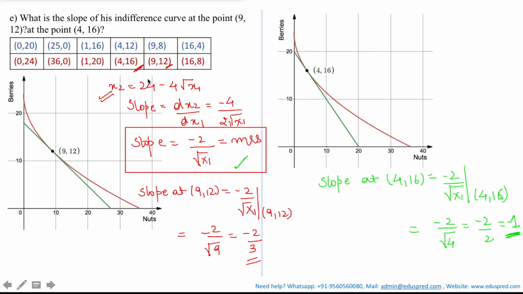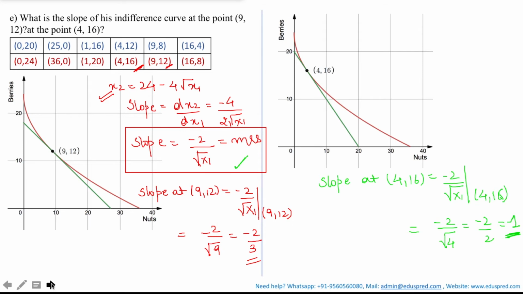Just keep one thing in mind while calculating the slope of the indifference curve at any point. First, see where that point is lying, whether it's lying on the blue indifference curve or the red indifference curve, because both indifference curves have different equations. So be very careful with that.